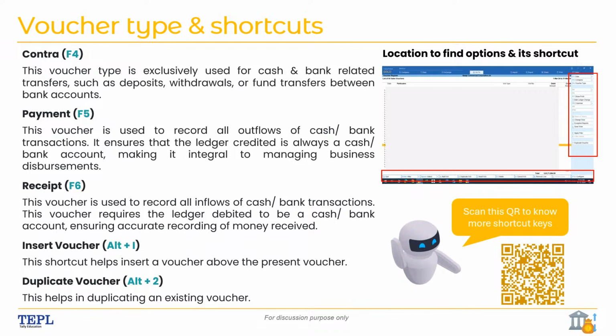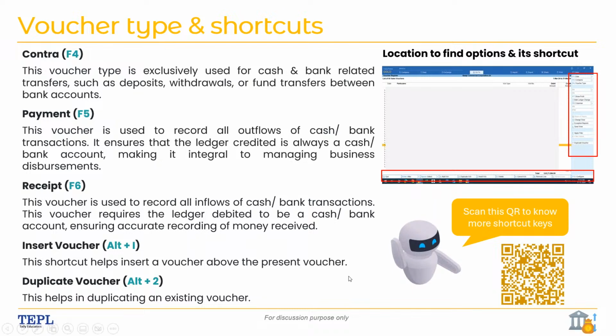The last two is something that I want to stress on. It's called insert voucher and duplicate voucher. On the right side of the screen, you will be able to see the position where each of these shortcuts are available. But let's look at insert voucher in specific. Insert voucher is a shortcut that is introduced to ensure you can pass an entry between two already existing vouchers. Duplicate voucher is where you can replicate a particular entry that is already done.